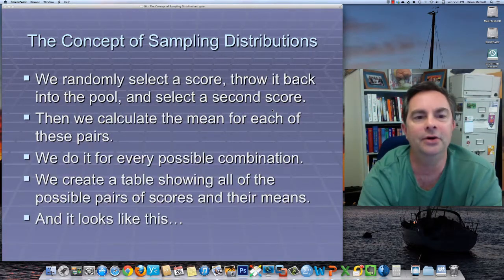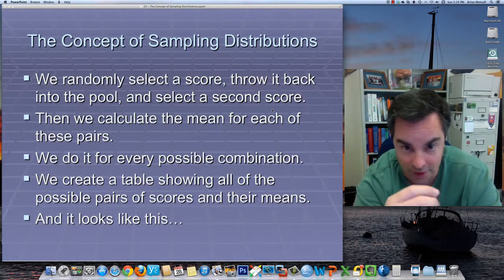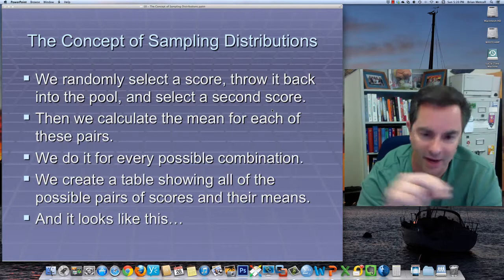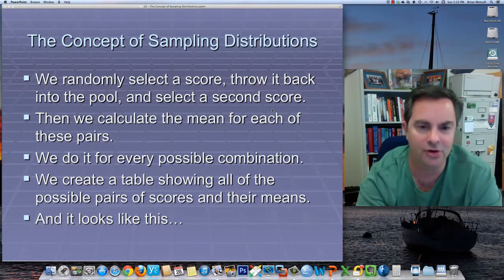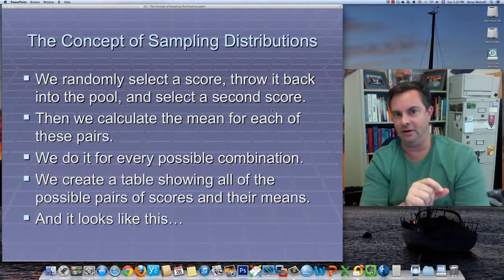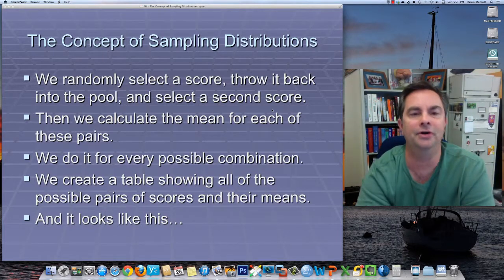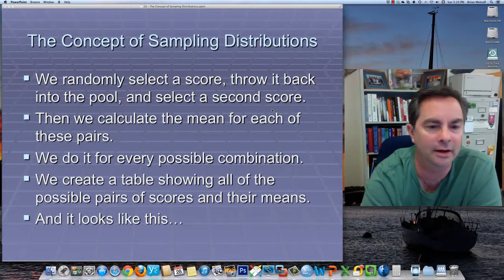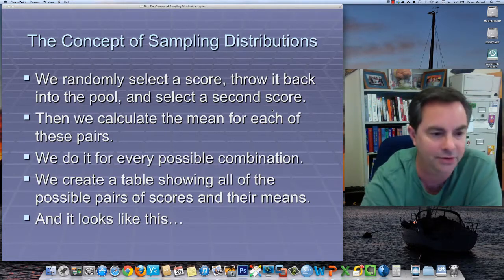So again, here's the scenario. I'm going to randomly select a score, look at it, record it, throw it back into the pool, and select a second score. And then I'm going to calculate the mean for each of those pairs. So I'm going to do this over and over again. I'm going to draw one, record it, the second one, record it, pause, calculate the mean of those 2 numbers, and then do it again. I'll do that until I get every possible combination that I can do.